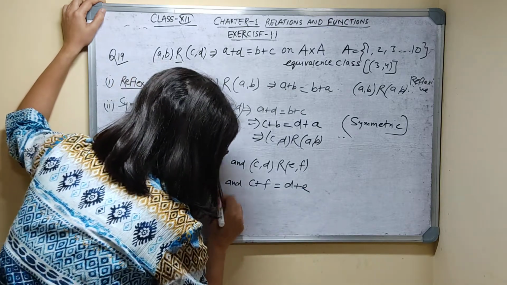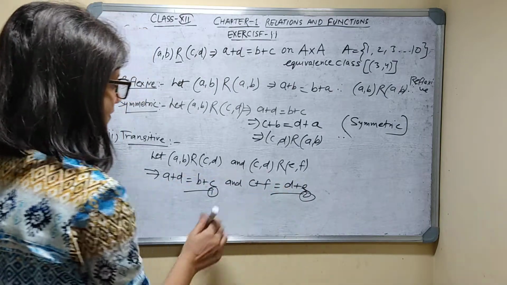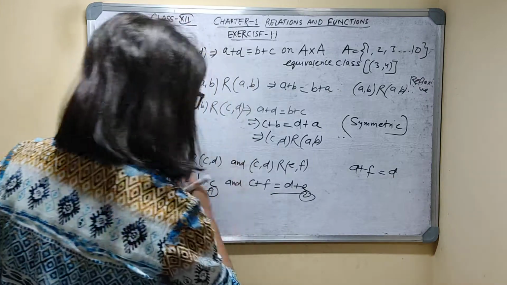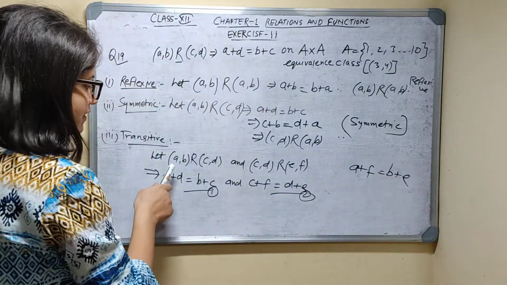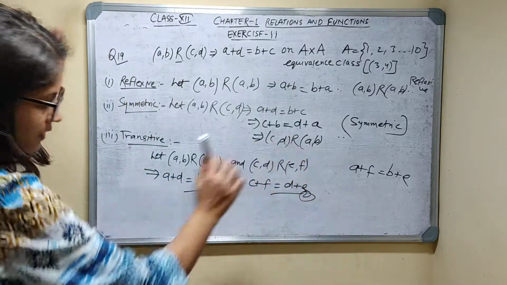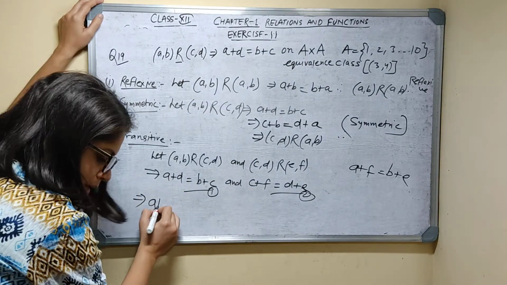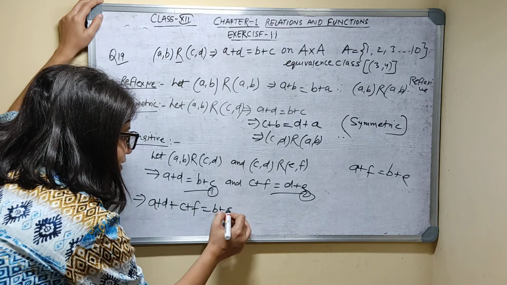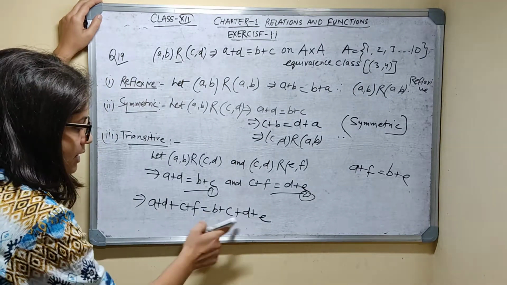So give equation number 1, equation number 2. Now you want the relation between (a, b) and (e, f). If this is transitive, a plus f should be equal to b plus e. We want this one. So first I will add both equations. So I will get a plus d plus c plus f is equal to b plus c plus d plus e. Is it clear? Cancel c and d from both sides.